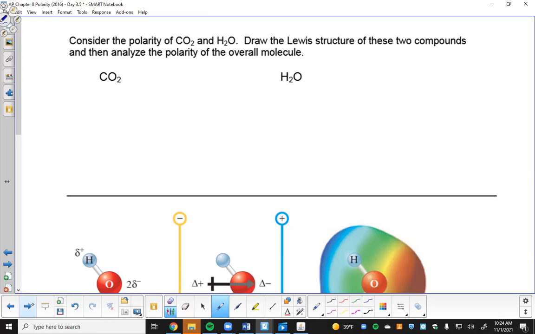Starting with CO2. Carbon dioxide looks like this. When we go to draw a double bond on both of the oxygens, we get that. So then the next thing we look at is we just try to break down what's going on in there. And the first thing I always look at is what's the shape. It's a simple linear structure, a straight line.